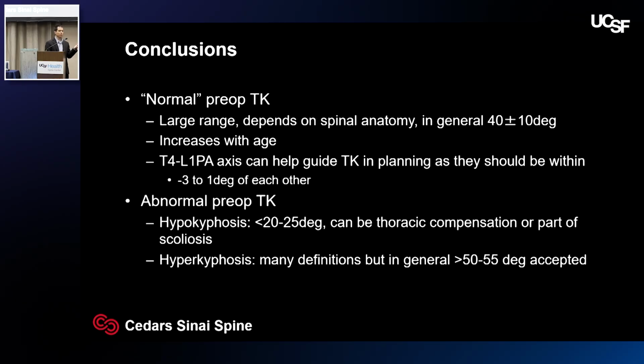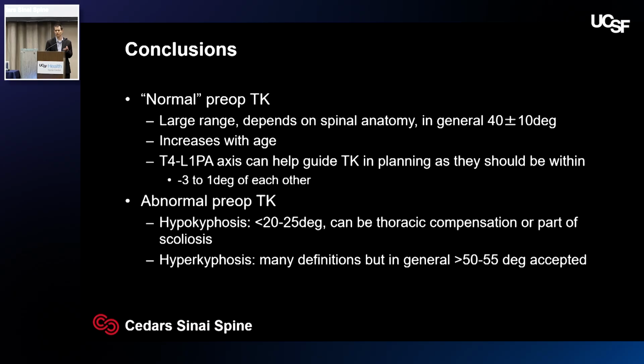So in conclusion, normal pre-op TK is still being figured out. There is a large range, and it depends on the anatomy and the patient, but generally 40 plus or minus 10 degrees seems to be reasonable. But as we just discussed, we're trying to get away from the degrees and go more towards the pelvic angles because it can help with planning. It can also help with mitigating mechanical failure.